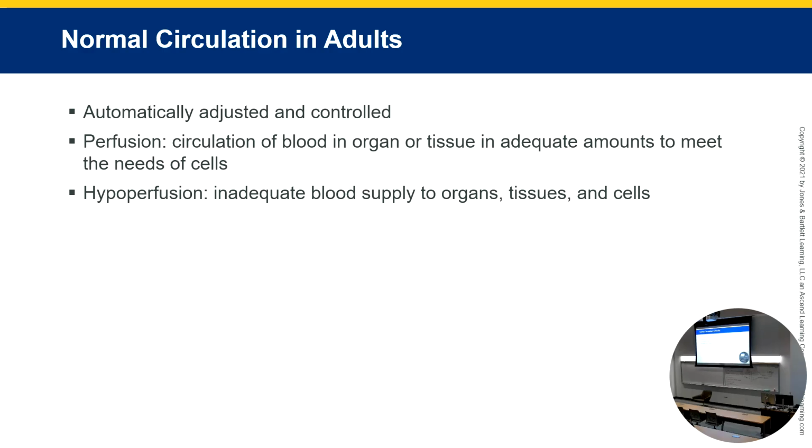Okay. If you have a lack of blood fluid or volume because you're bleeding out, your heart's going to beat harder, your heart's going to beat faster, your blood vessels are going to constrict and get smaller. That way, it takes less volume to get farther into the circulatory system. Okay, and we'll get deeper into that as well. Some definitions: perfusion, circulation of blood in organs or tissues in adequate amounts to meet the needs of the cell.